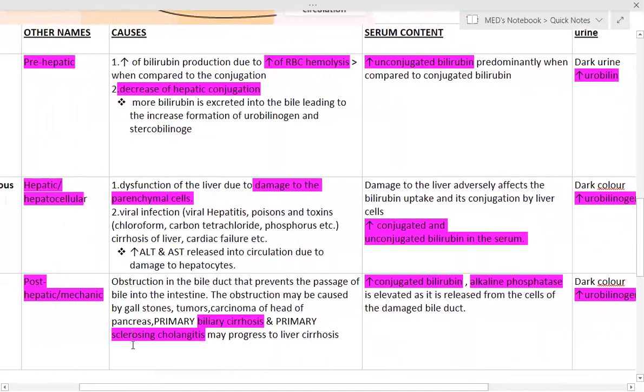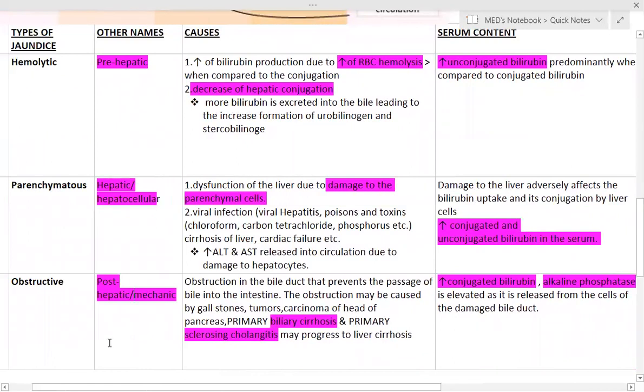All right, now let's talk about the causes. The obstructive jaundice is also called post-hepatic or mechanical jaundice. Mechanical, why is it called? Because there is certain obstruction or mechanical injury. As I said, there is obstruction in the bile duct that prevents the passage of bile into the intestine. The obstruction may be caused by the gallstones, most commonly cholelithiasis.